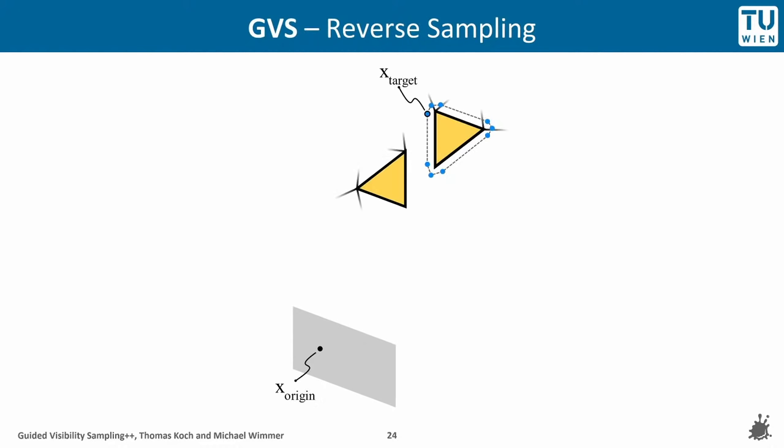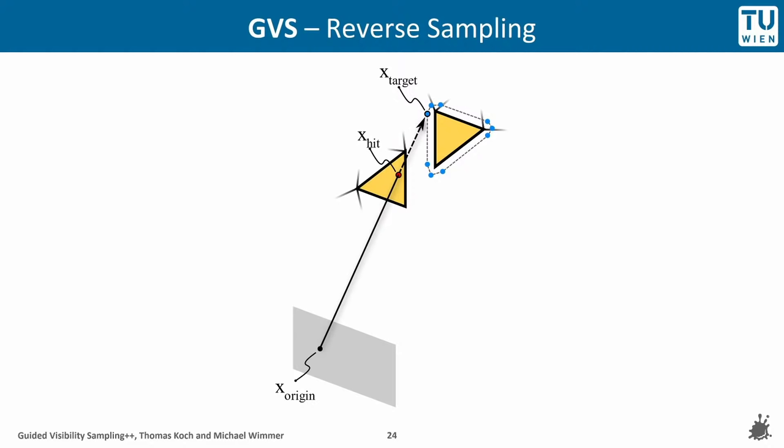The second sampling strategy that is used is called reverse sampling. With this, discontinuities that are encountered during the adaptive border sampling are handled. First, the discontinuity is encountered, and this is because we sample x target from x origin, but here we hit a closer occluding triangle.